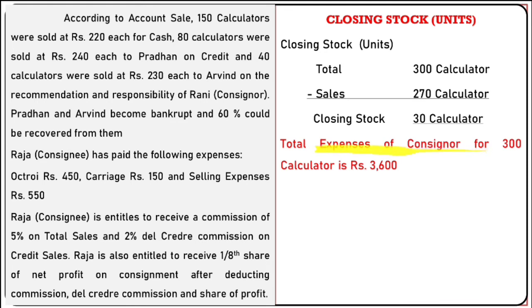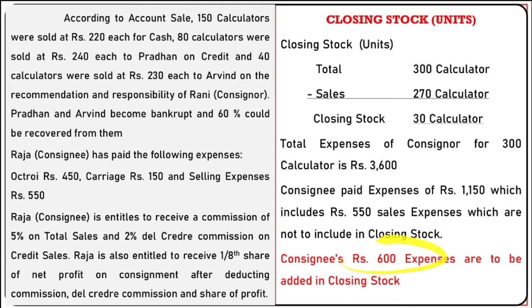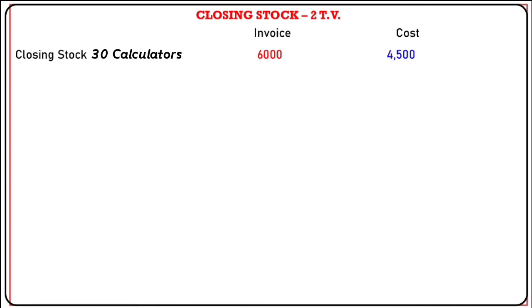તો અહીંયા ટોટલ એક્સપેન્સ કન્સાઇનરના 300 કેલ્ક્યુલેટર માટે 3,600 છે અને કન્સાઇનીના એક્સપેન્સીસ છે. સો કન્સાઇની પેઇડ ટોટલ 1,150. એમાંથી 550 સેલ્સ એક્સપેન્સ છે જે ક્લોઝિંગ સ્ટોકમાં એડ થશે નહીં. So only 600 is to be considered at the time of calculation of closing stock. Very easy. ધ્યાનથી સમજવાની કોશિશ કરજો.